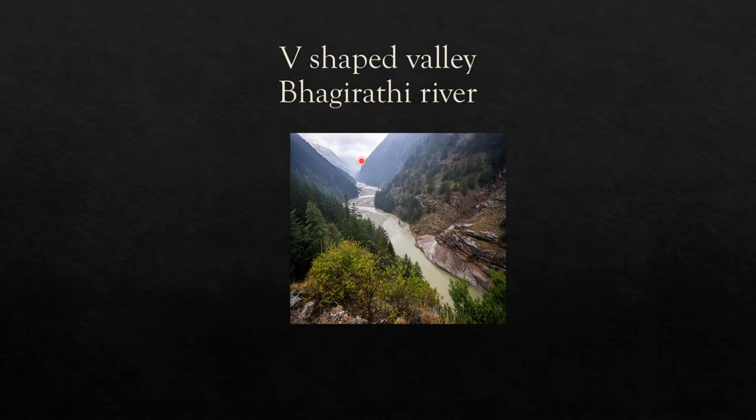We can see that the river is not flowing straight. If the rocks are harder in this region, it turns this way. If the rock is harder here, it turns this way. So it changes its direction as per the rocks present there.